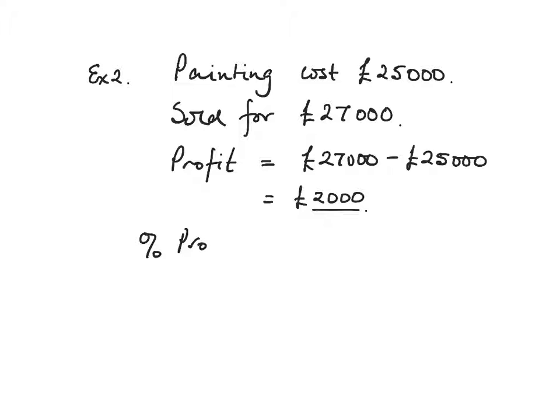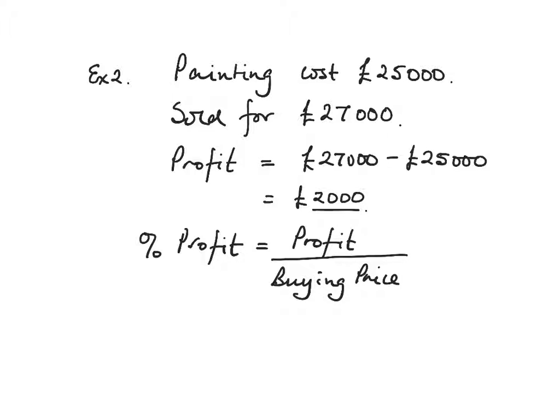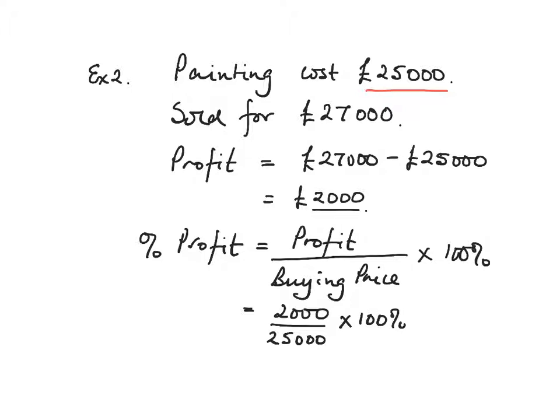The formula is profit divided by the buying price multiplied by 100%. So the profit is £2,000. The buying price is £25,000 multiplied by 100%. So I can cancel out 3 zeros from the top, 3 zeros from the bottom, and the answer is 8%.